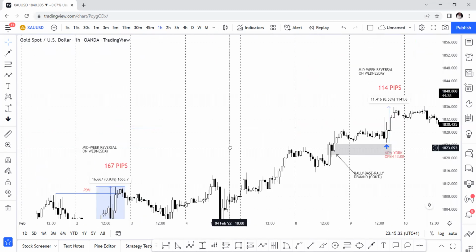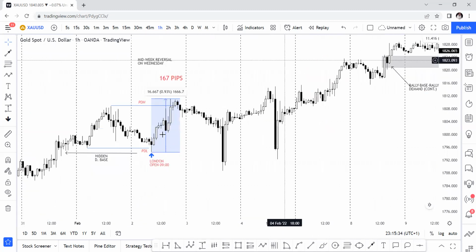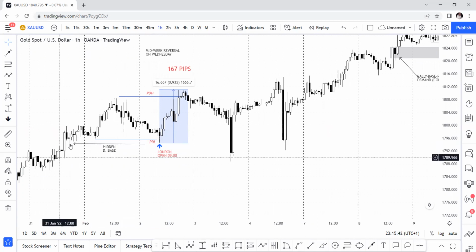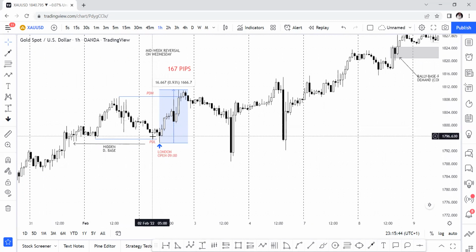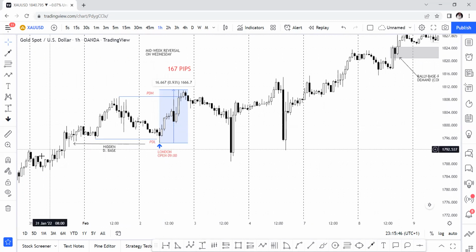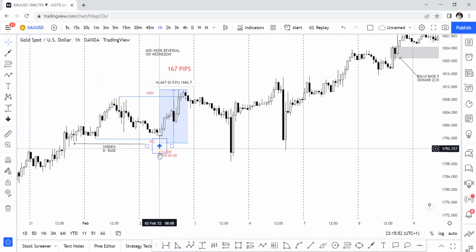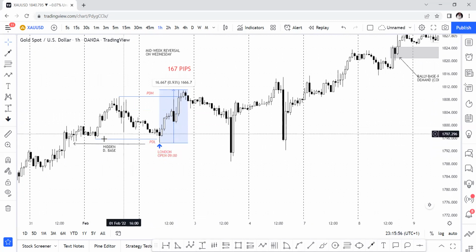114 pips there. Then we have, on the first Wednesday of that February, what do we have here? We have a rally, base, rally. Price comes back into it. Rally, base, rally. Price falls back into that base after completion of this rally, base, rally leg. Then at London opening, we have the previous day low taken out here, which is Tuesday. Tuesday low was taken out.